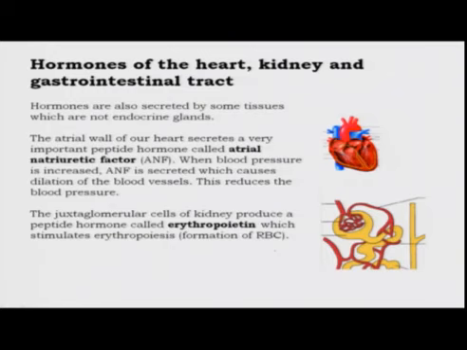Now, finally, there are three hormones which are produced from other sources besides these normal endocrine glands. Atrial natriuretic factor, or ANF, is produced from the heart.